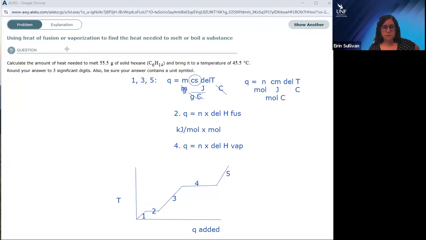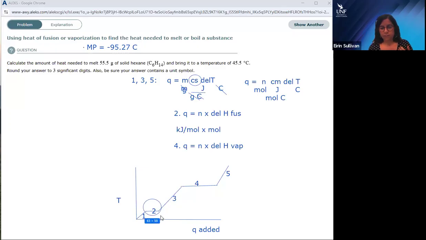So first thing you're going to have to do is look up the melting point of solid hexane. So go into your ALEKS data tab. Unfortunately, I cannot do that from this screen, but don't worry, I've got the internet. The melting point of hexane is minus 95.27 degrees Celsius. Okay, so if that's our melting point, and then we're bringing it up to a temperature of 45.5, now we know which sections of the heating curve we're actually looking at.